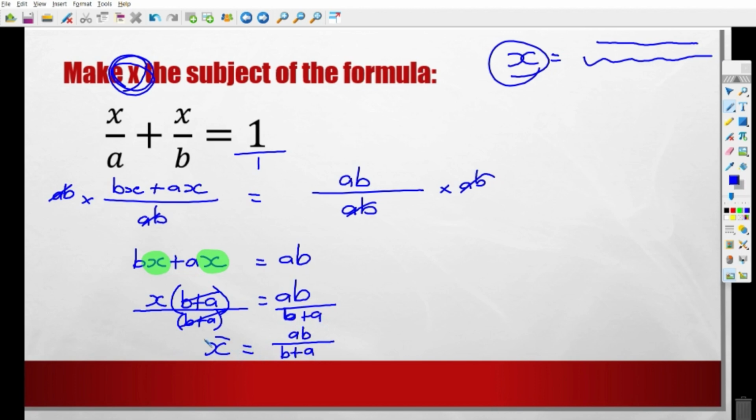Right, and there's my subject. There's my formula. Alright, so making x the subject of the formula. Amazing. Right, beautiful stuff. Okay, I hope this makes sense to you guys.